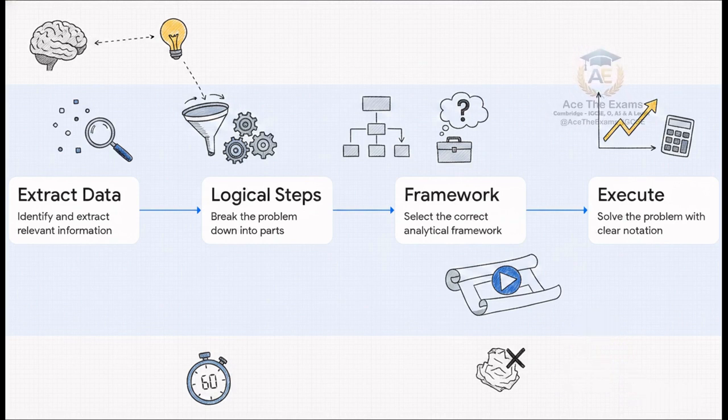Imagine you turn the page and see a massive, intimidating paragraph explaining a company's complex financial model. What Sam does is instantly start typing equal signs and brackets, hoping for the best. Do not do that. First, deconstruct. Extract the relevant data. Ask yourself, what are the constants here? What are the variables? Then, break it down into logical steps. Do you need to calculate the gross margin with subtraction first, before you even think about applying division for the percentage? Only then do you select your framework and execute.